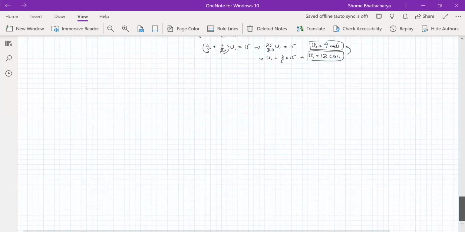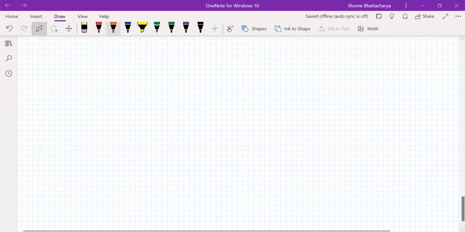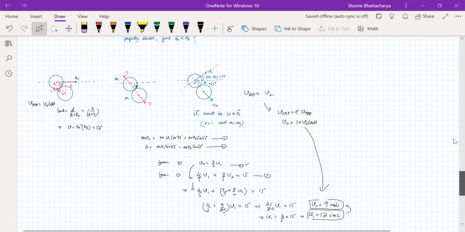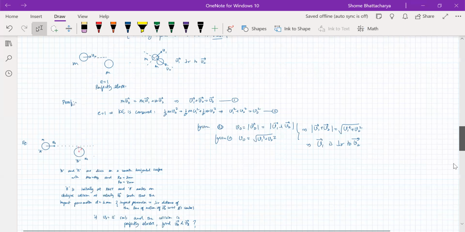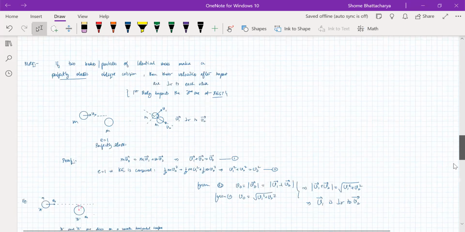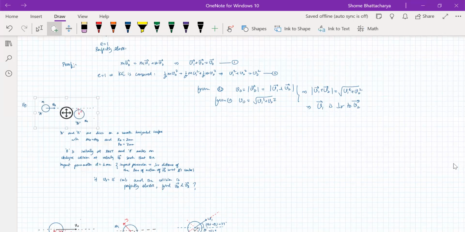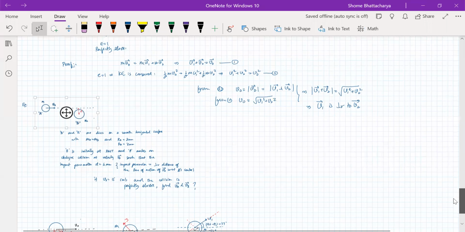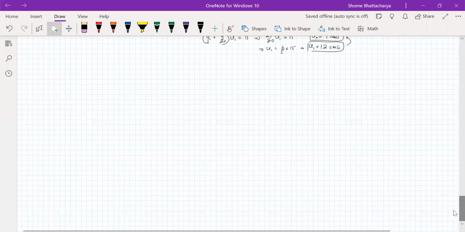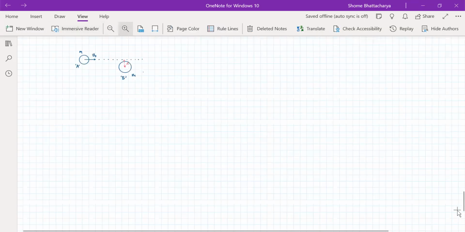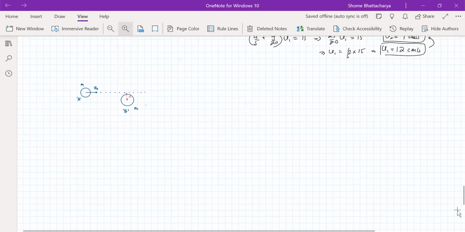So let's see this same situation now, but with, let's say, different values of masses as well as a different value of coefficient of restitution. So that is the maximum complexity level of question you can get for this type of oblique collision.